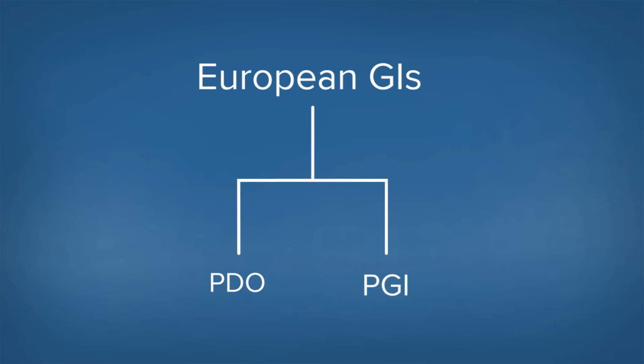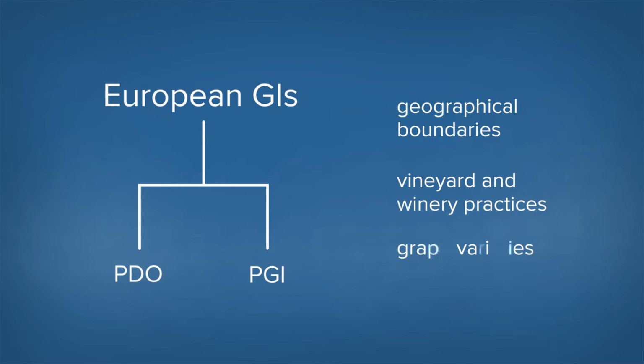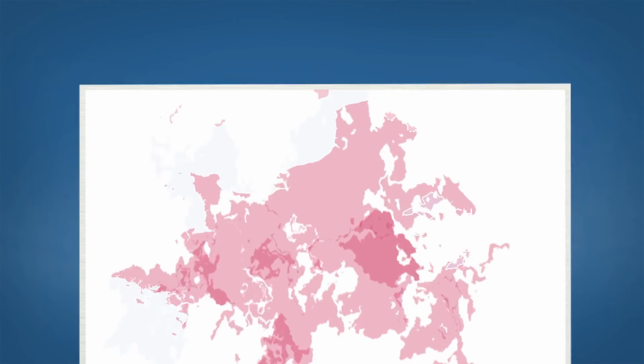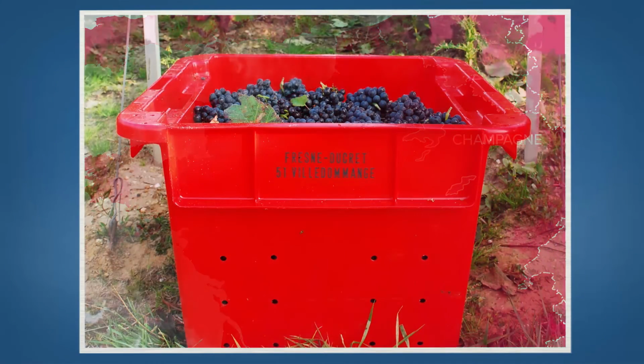European GIs are subdivided into two groups: Protected Designation of Origin, PDO, and Protected Geographical Indication, PGI. As well as geographical boundaries that determine where the grapes can be grown, the regulations for these PDOs and PGIs also control vineyard and winery practices and the grape varieties that can be grown. For example, in Champagne, the grapes cannot be machine harvested and must be very gently pressed.